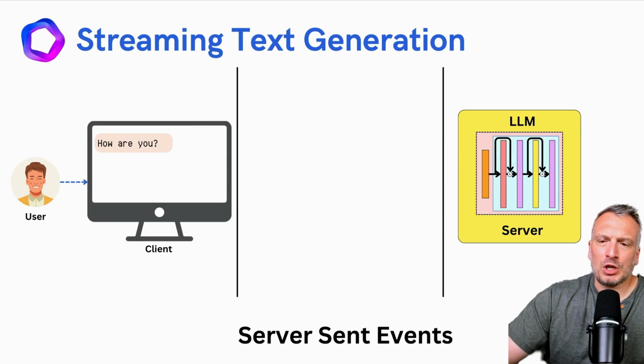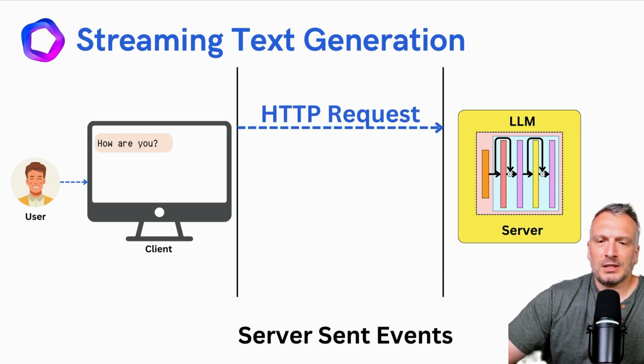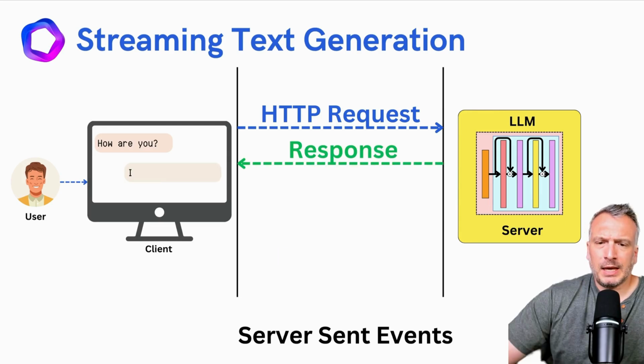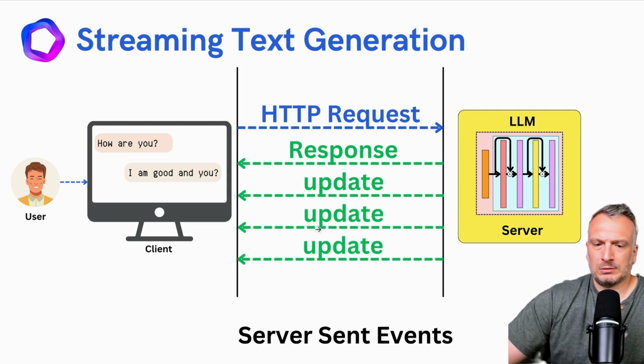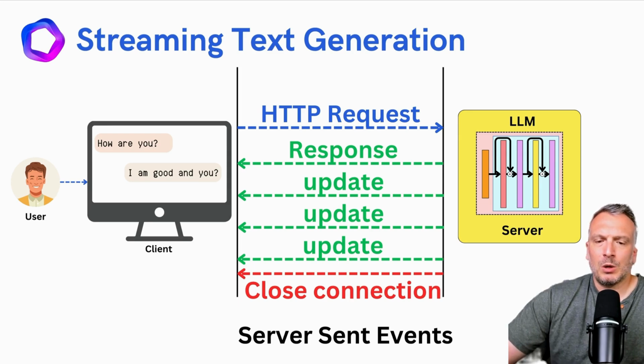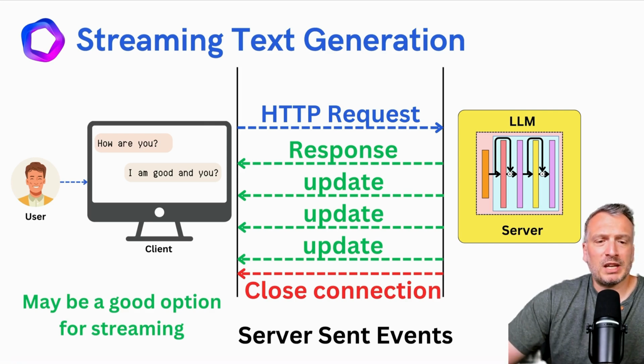Typically, the best option when it comes to building streaming applications is what is called server-sent events, SSE. The idea of server-sent events is that we have an HTTP request, and instead of getting one HTTP response, we get multiple updates from that request. We get the first response, and we get multiple updates from the first response. At the end, we close the connection when, for example, we have a signal from the LLM that the sequence is finished. So you can upgrade from an HTTP request to server-sent events, and this can be a very good option if you need to build a streaming application.